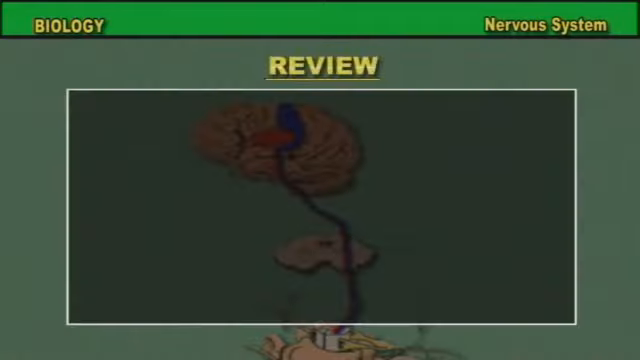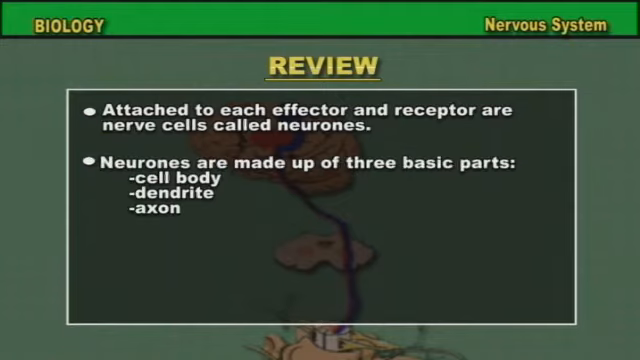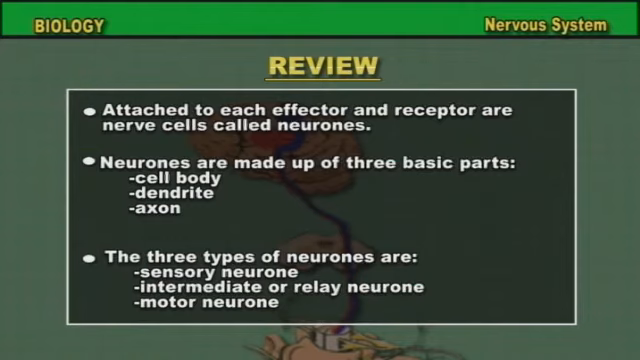Let us review. Attached to each effector and receptor are nerve cells called neurons. Neurons are made up of three basic parts: cell body, dendrite, and axon. The three types of neurons are sensory neuron, intermediate or relay neuron, and motor neuron.